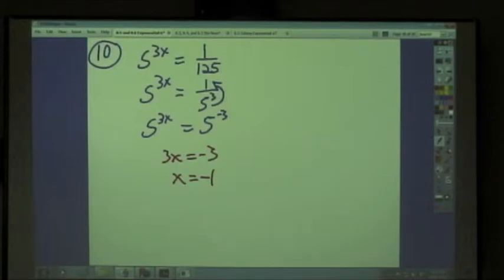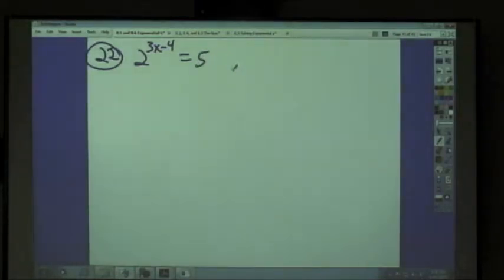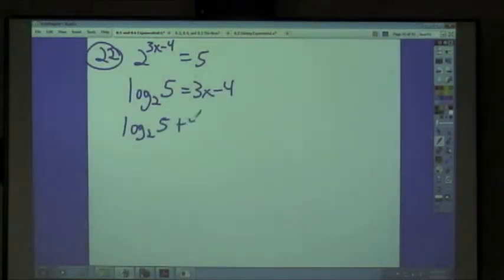Another one that people tend to ask me about would be number 22. Number 22, you have 2 raised to the 3x minus 4 power equals 5. And you are supposed to solve this. Well, on the right-hand side, you can't get this to be the same base. So this is where that whole definition of a logarithm thing comes into play. This is base 2, so I can do the log base 2 of 5 is equal to 3x minus 4. But I am going to have to be really careful with this, because I'm going to have to add this 4 over to this side. But this is not going to be added to the 5. Really, that 5 is inside the logarithm, so to speak.